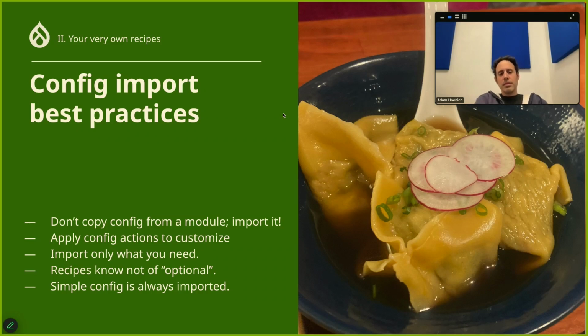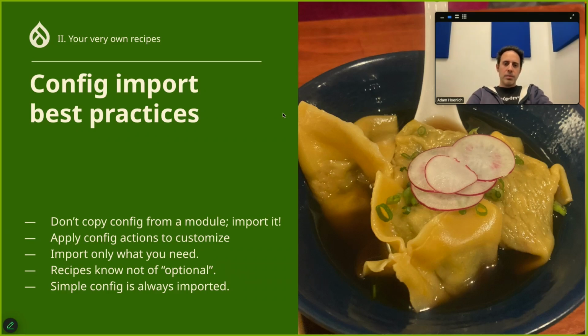Import only what you need. That's the selection of configuration files, and it helps recipes be leaner and safer again. Recipes don't know anything about optional. In modules, your config folder can have install, optional, override, required, I think is one that core uses. Optional config for modules gets installed if you have that module. But with recipes, there is no if. So if you want to install all of the config from this module, you have to make sure you require that too, or select it if not.